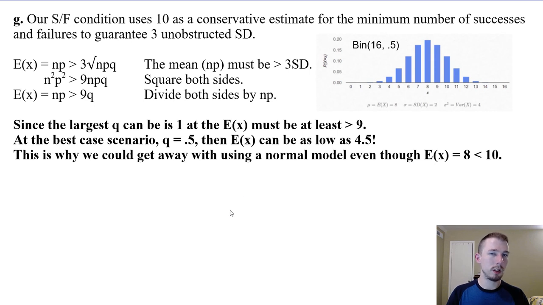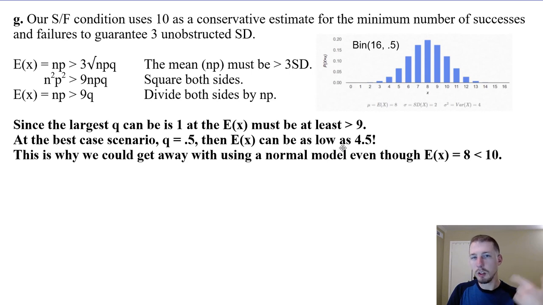So our success/failure condition uses 10 as a conservative estimate for the minimum number of successes. That was because we had 9 times q, and the largest q would be 1, so it could potentially be 9. But if our q is 50%, then half of 9 would actually be 4.5. So technically, we would only need 4.5 expected successes. And if we look here, that makes sense because there's no way that 3 standard deviations is going to be cut off on this one. So we use 10 as a conservative estimate, like a worst case scenario. You have to have at least 10 successes and 10 failures, and that rule works every time. But if you wanted to, and don't do it on the AP test, just stick with 10.